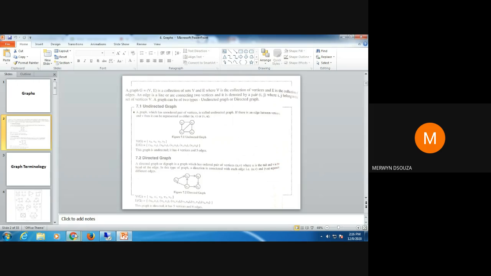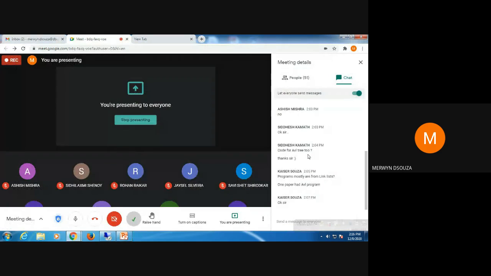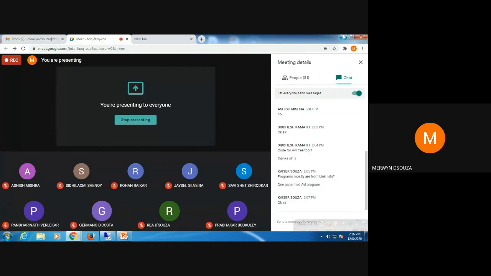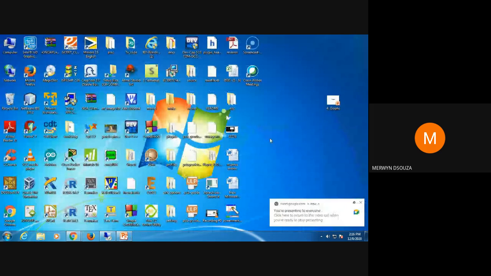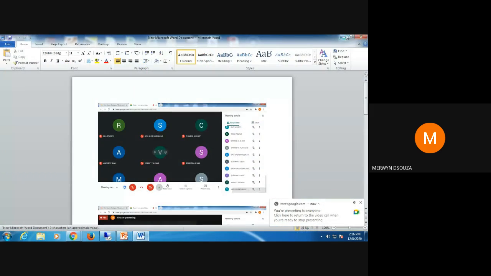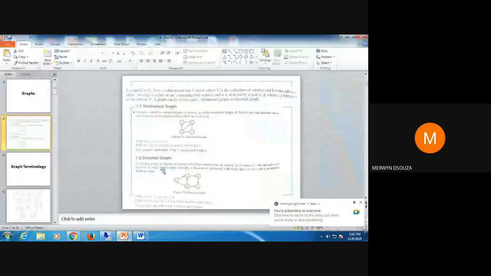So before I proceed and we learn more definitions, do you have any questions for me on this slide? Basically your graph is a collection of two sets, a collection of vertices and a collection of edges. So any questions before I proceed? Okay, let me continue then.